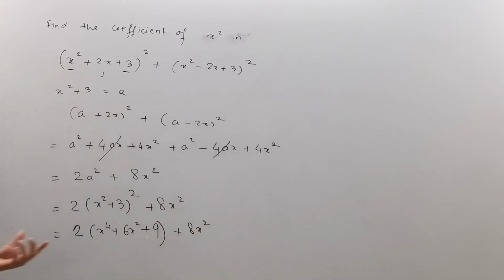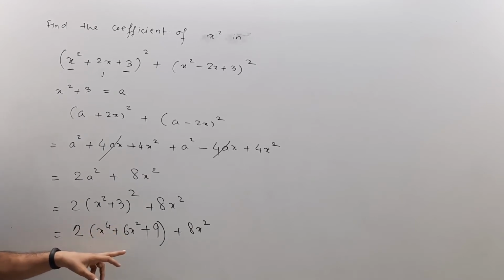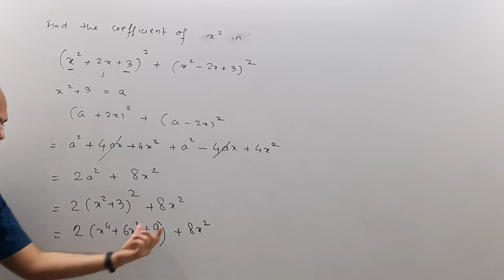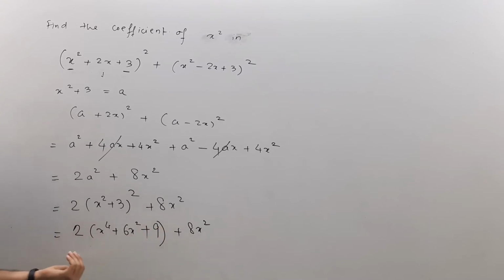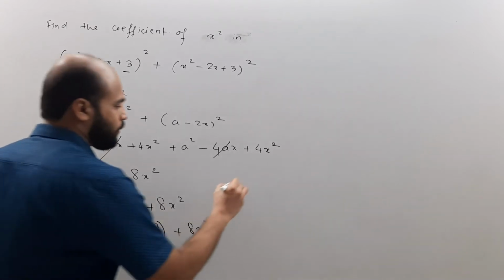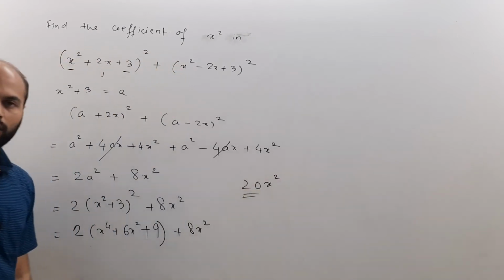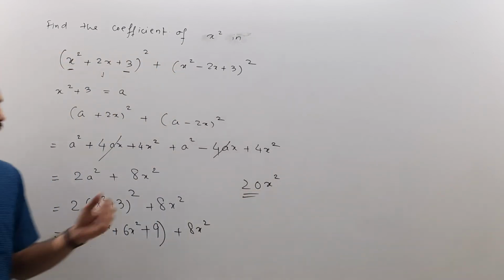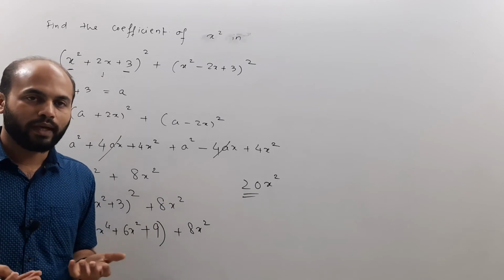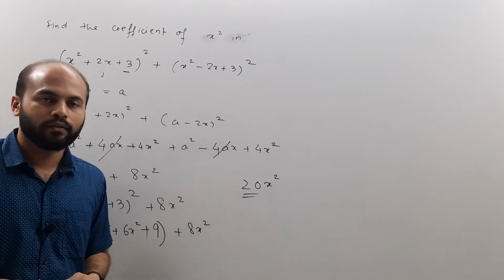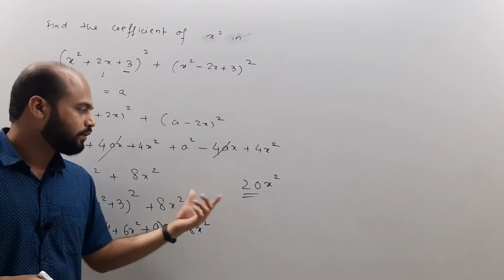Now you can see that when I multiply this 2 inside, the x square term will not come out as 6x square, it will come out as 12x square, because 6 into 2 is 12. So this is 12x square and this is 8x square. When added together, it will come out as 20x square. So this is the answer that we want. That is, the net term of x square will be 20x square. Hence the coefficient of x square would be 20 in this answer.